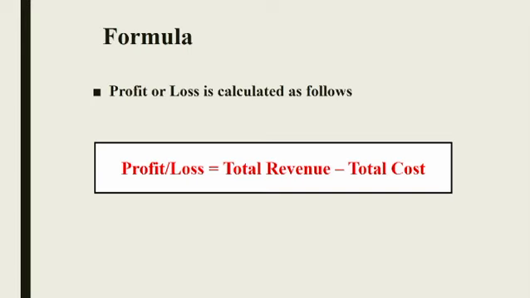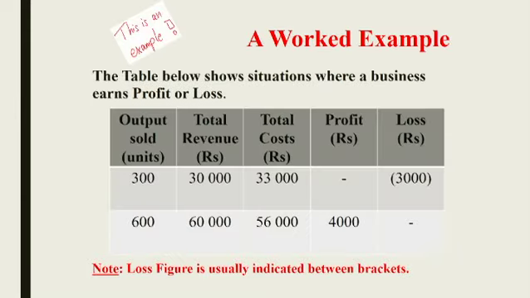Profit or loss is calculated as follows. Profit and loss is equal to total revenue minus total cost. This is an example where we have calculated profit and loss. The table below shows situations where a business earns profit or loss.